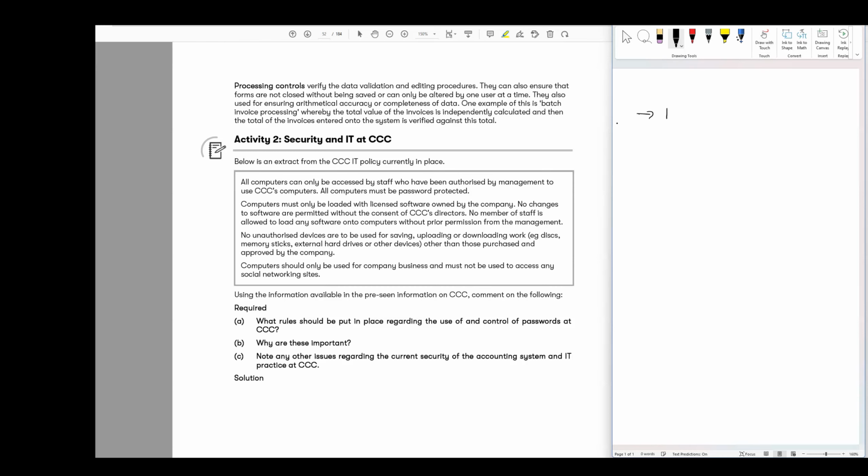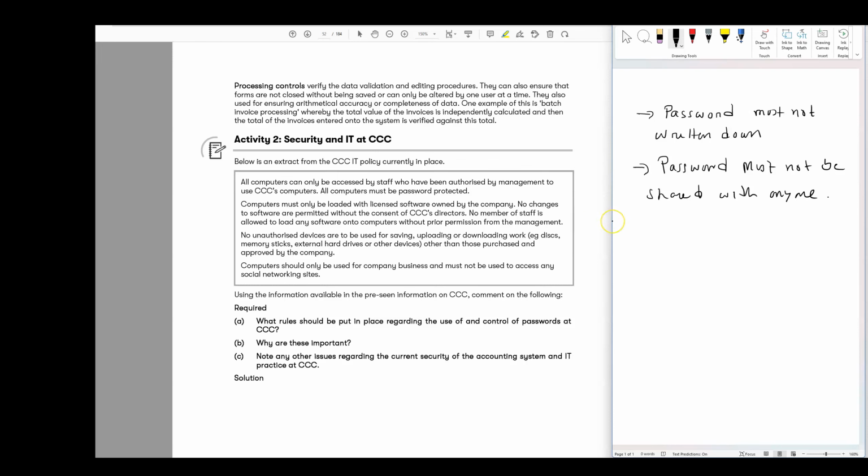Passwords must not be written down. You should not write the password down anywhere, and the password must not be shared with anyone.